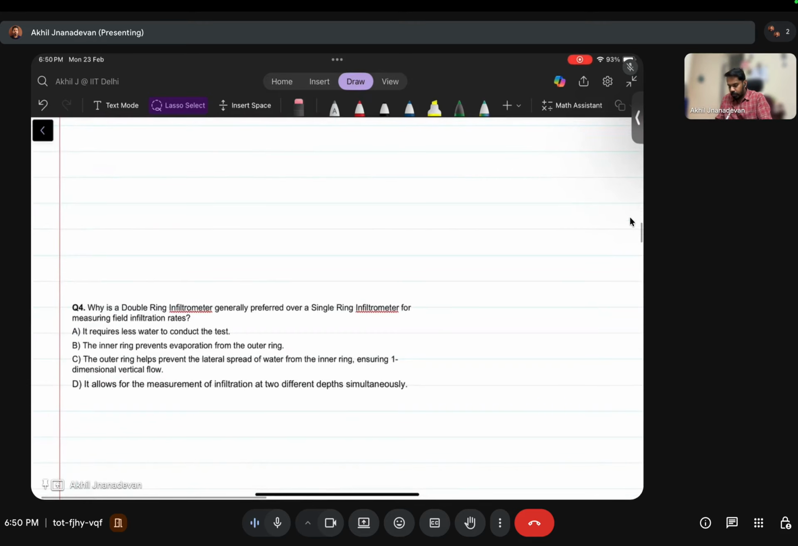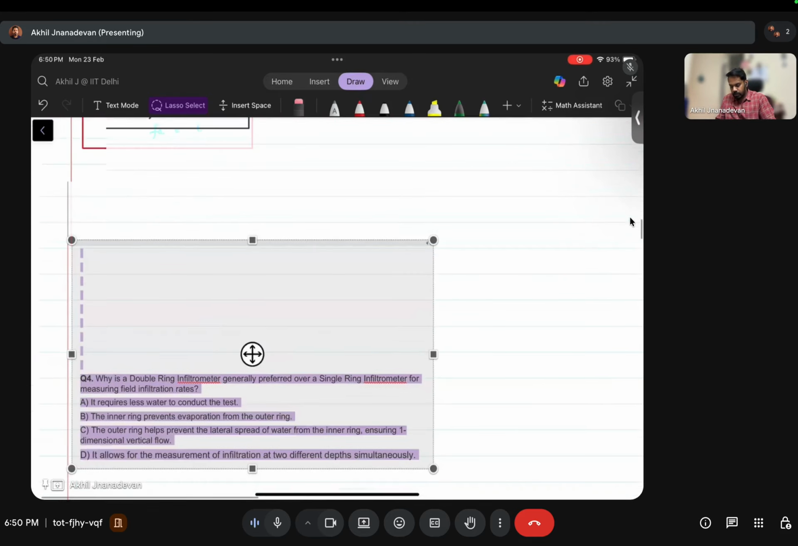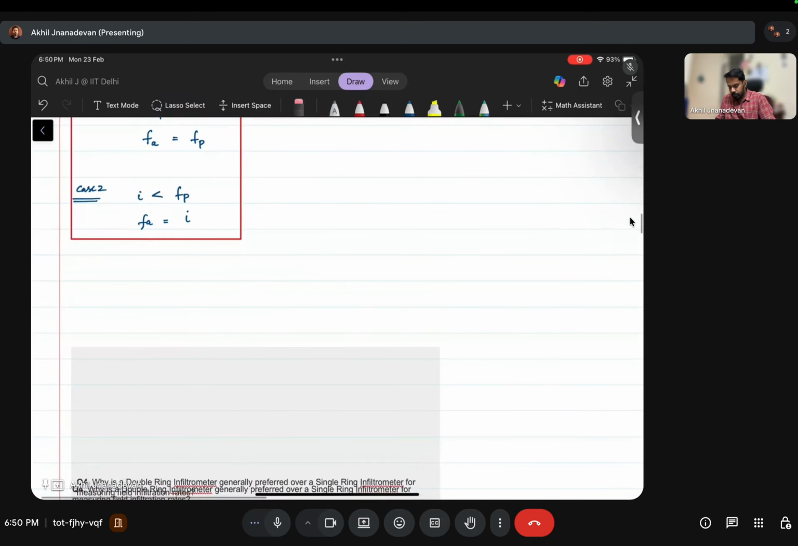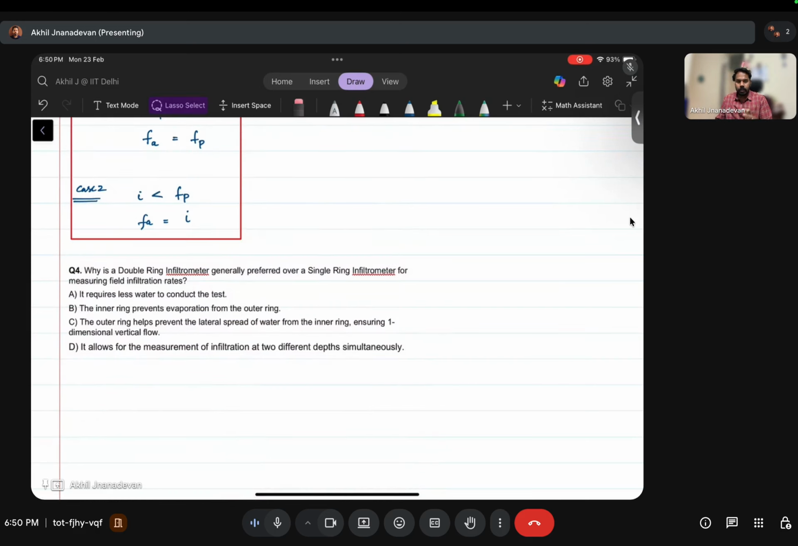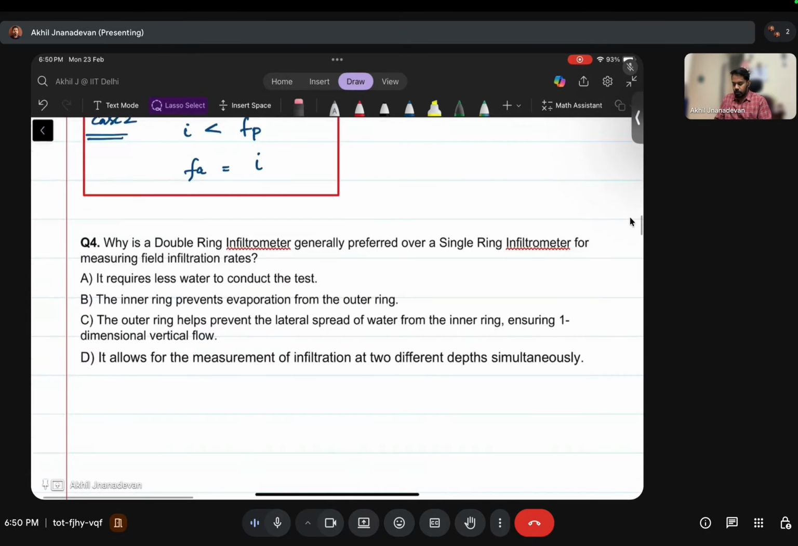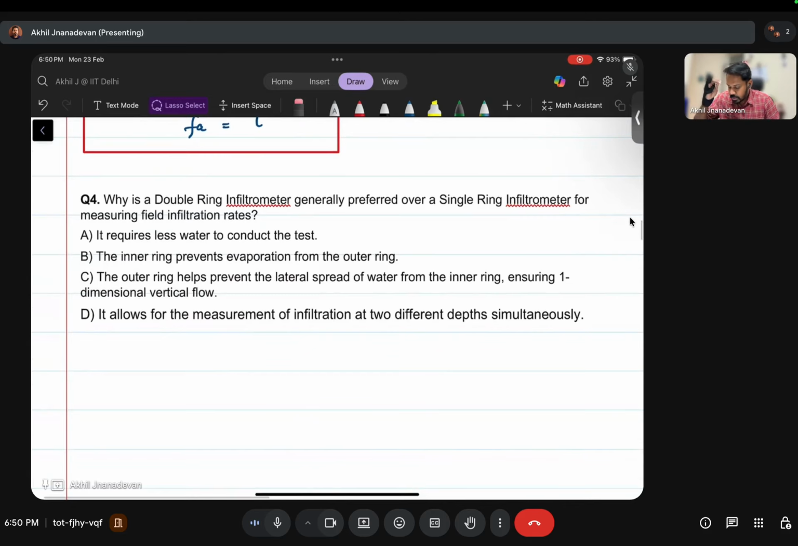So the only thing that you have to keep in mind is infiltration has a maximum limit. It won't increase with rainfall increasing. The maximum will be less than or equal to the one particular capacity that is called the potential infiltration rate. So coming to the next question that is related to how we measure infiltration experimentally.